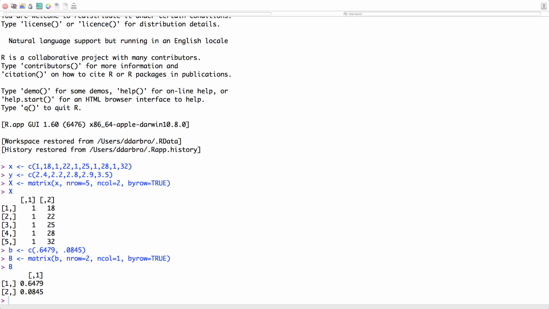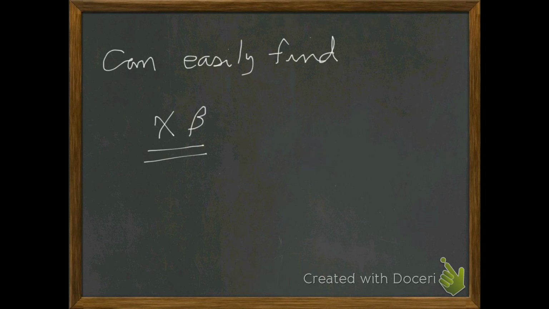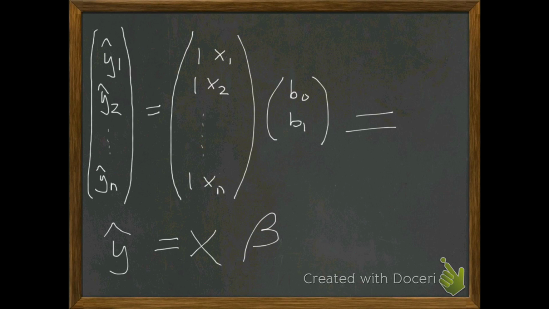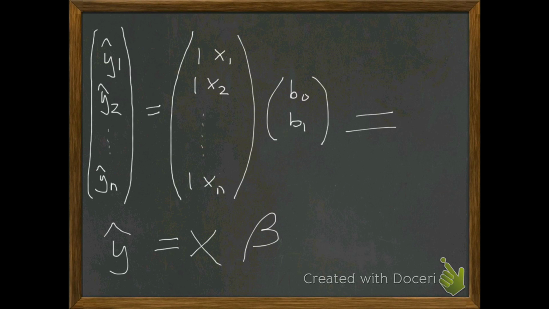Now, if we take x times b, you can see what we get here is 2.1689. Now let's concentrate on this 2.1689, because when we go back over to the air server, the 2.169, somewhere way back here. Where did I put that? Oh, I erased it, didn't I?